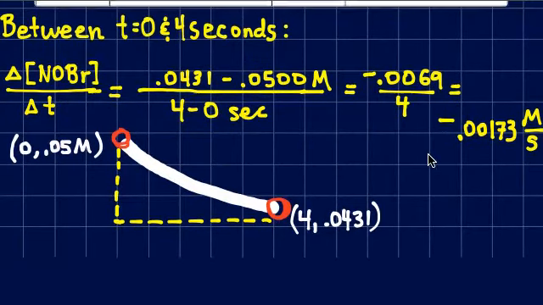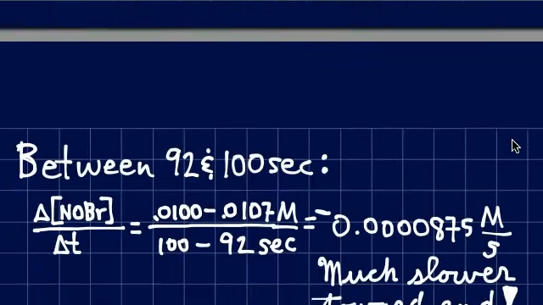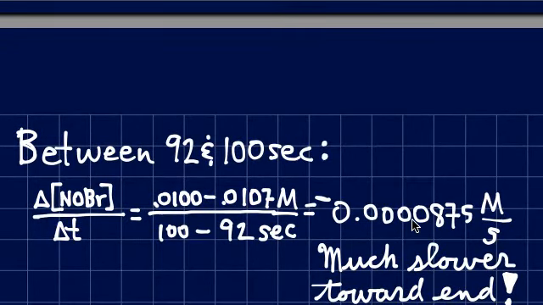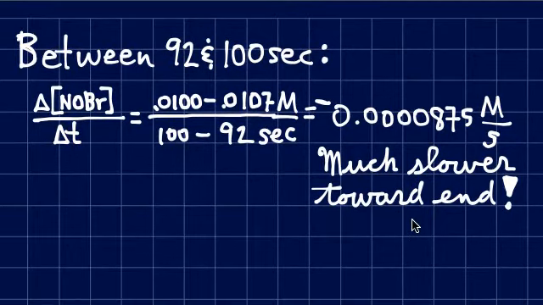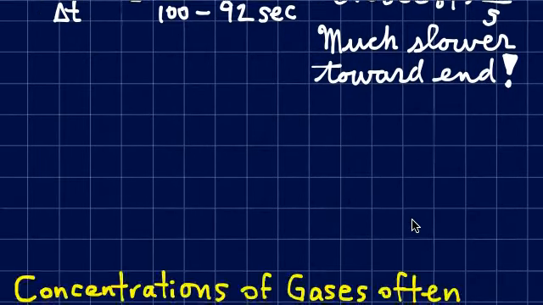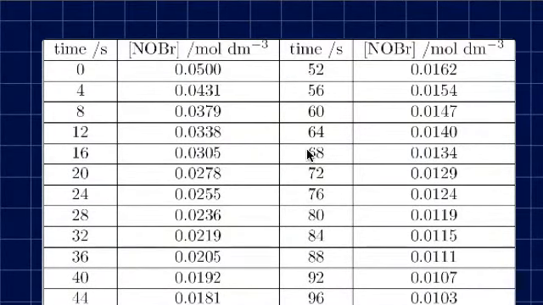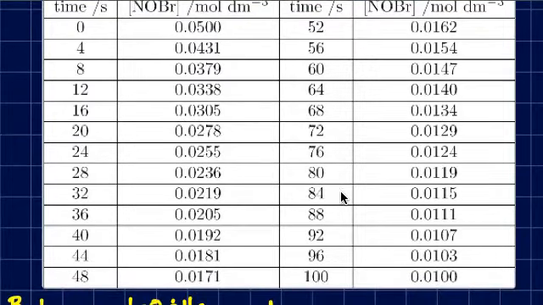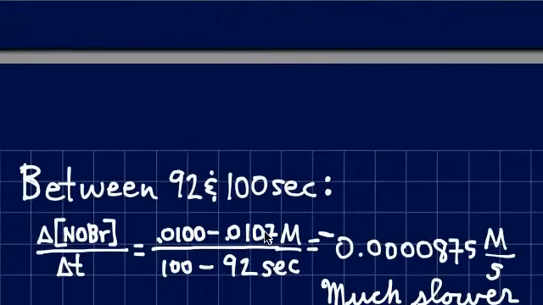Toward the beginning, we had 1.73 millimolar per second. Here I have only 0.087 millimolar per second. So as I go over time, over the 100 seconds, it slows down drastically. And as an exercise, if you felt like it, go back to any of these points and practice doing rise over run, an average rate for any of those times.